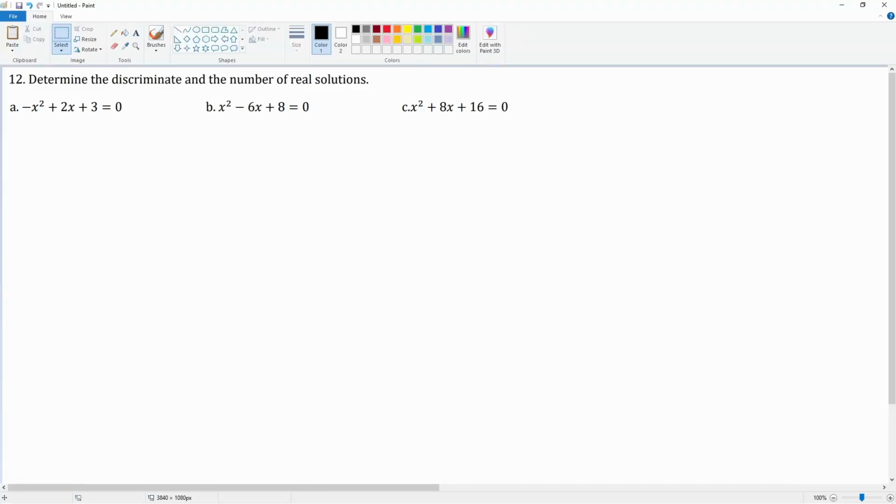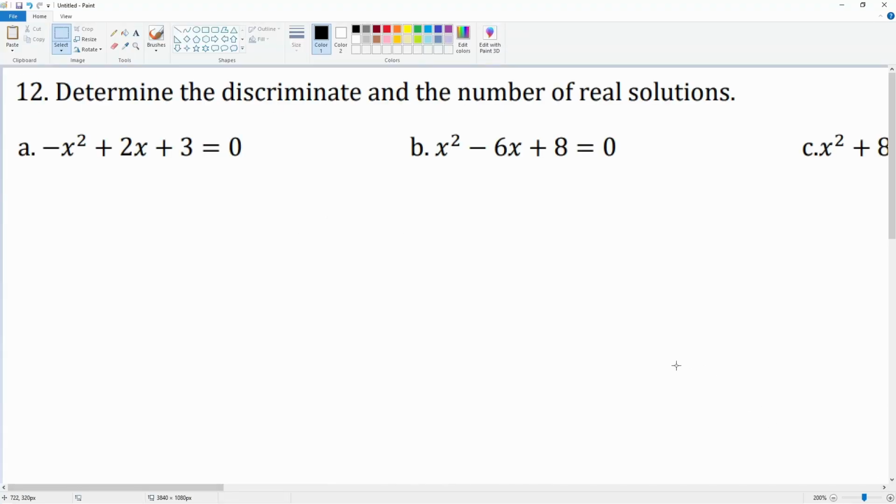Number 12 asks us to determine the discriminant and the number of real solutions. What is the discriminant? Well, the discriminant is the stuff inside that radical. It is the b squared minus 4ac part. That is the discriminant. So let's label. A here is -1, B here is 2, and C equals 3.